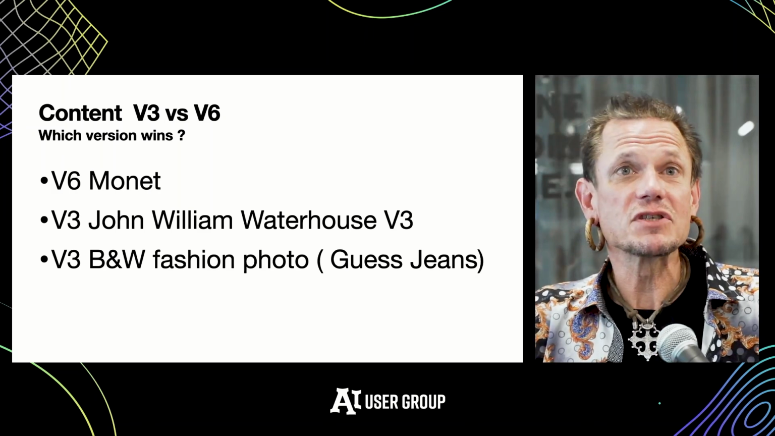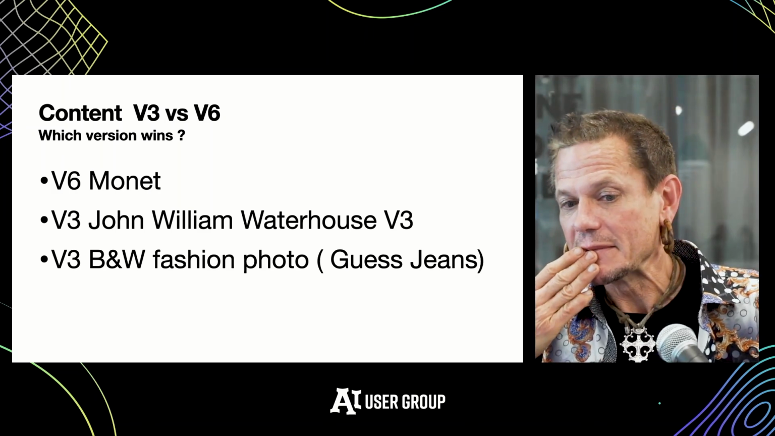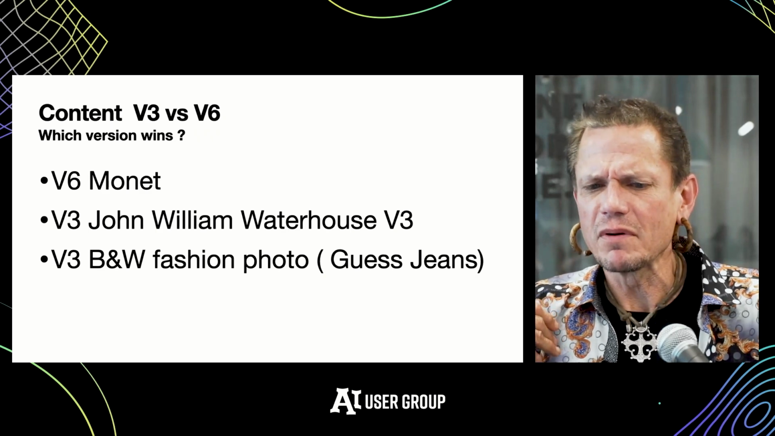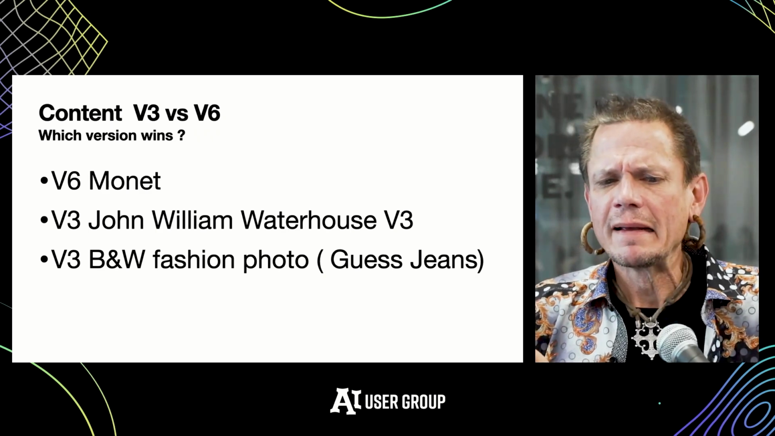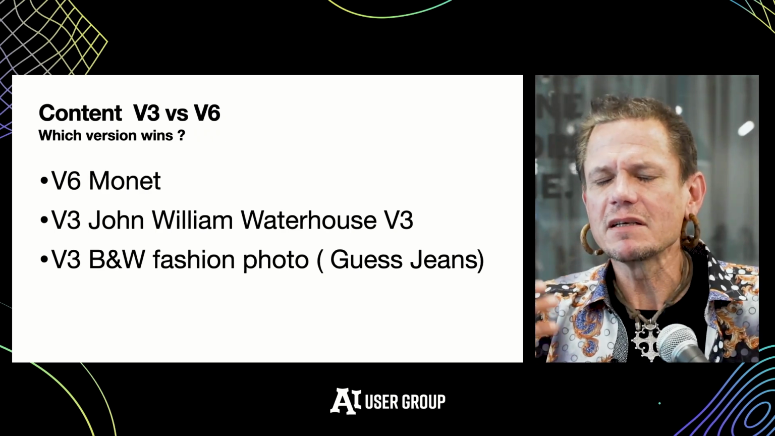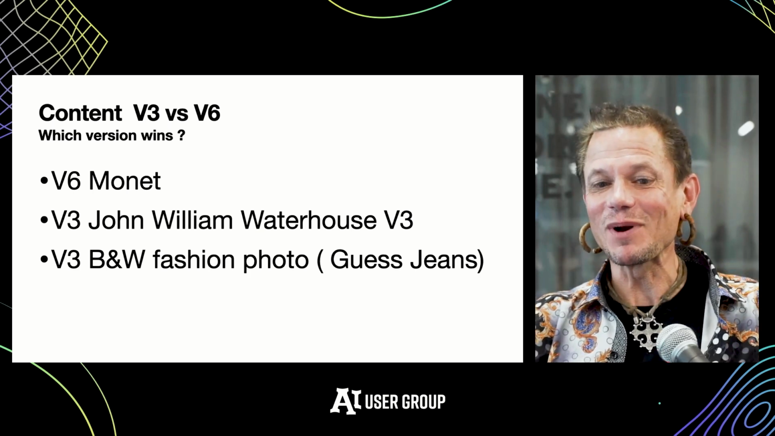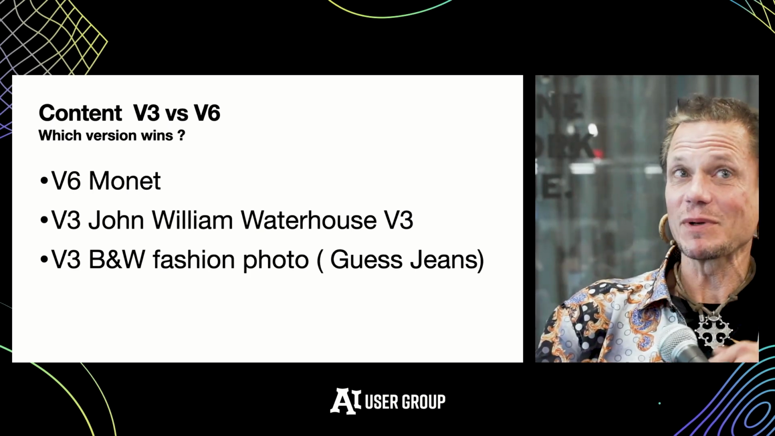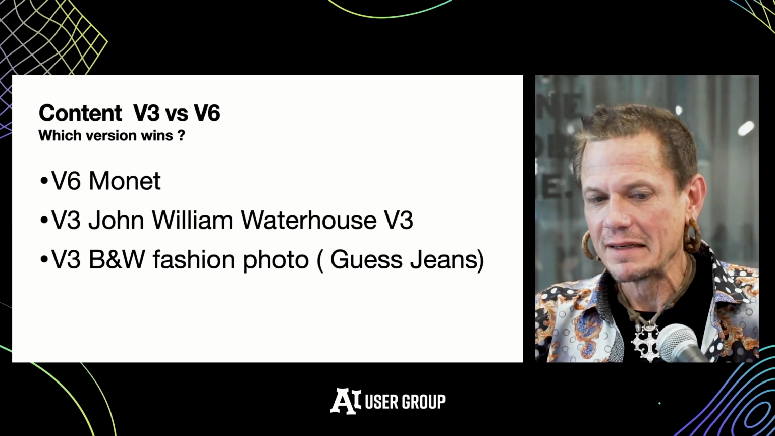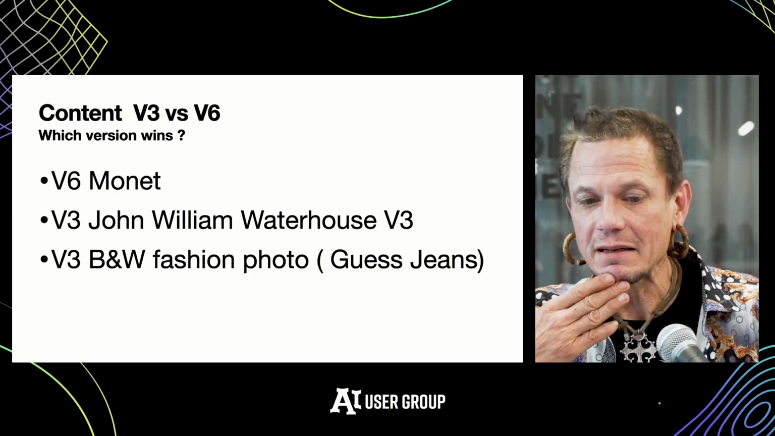Another artist I love is John William Waterhouse. He has a limited portfolio. He was pre-Raphaelite. And all my life, since I was a teenager, I always wanted more paintings. So it blew my mind when I could create what looked like more Waterhouse paintings, but it's V3, not V6. And the last example I'm going to talk about is black and white fashion photography. I love the photography of Ellen von Unsworth, like in the Guess jeans ads back in the 90s. I can't really do that in V6, but you can do it in V3.